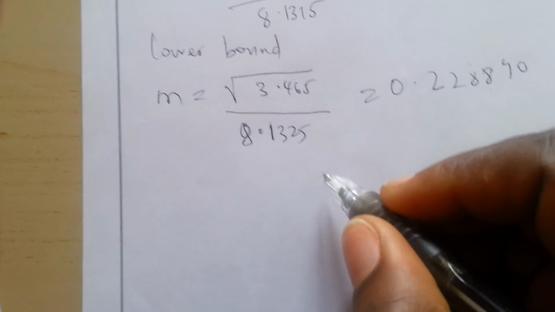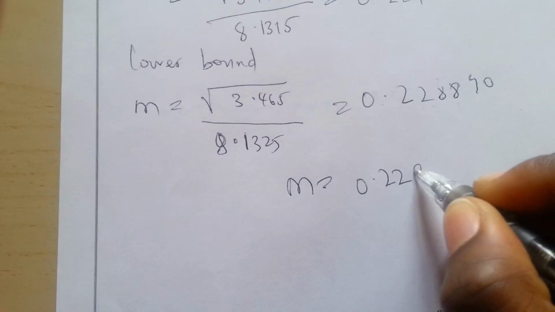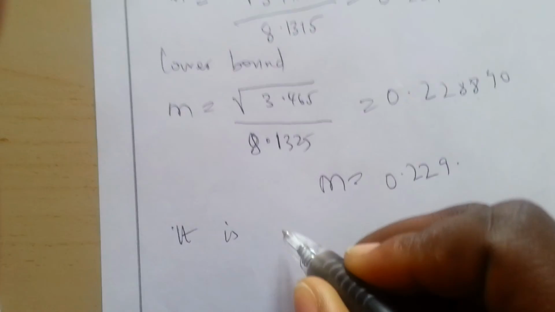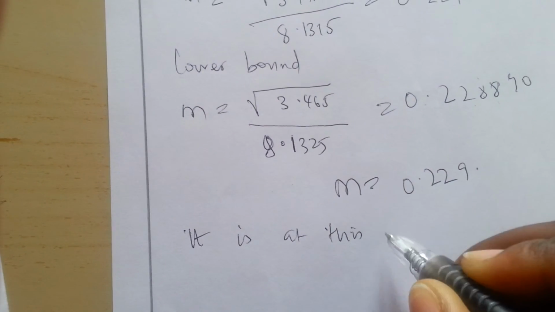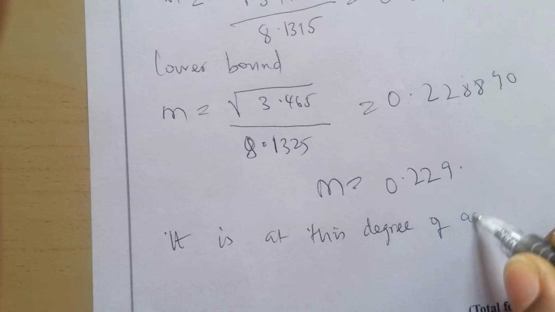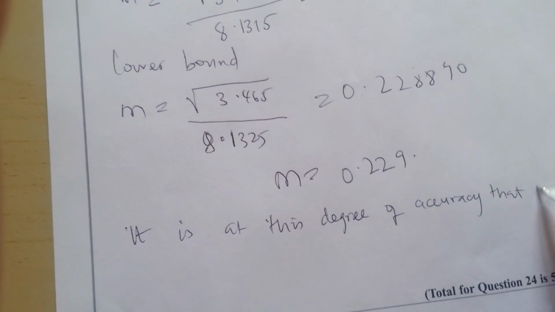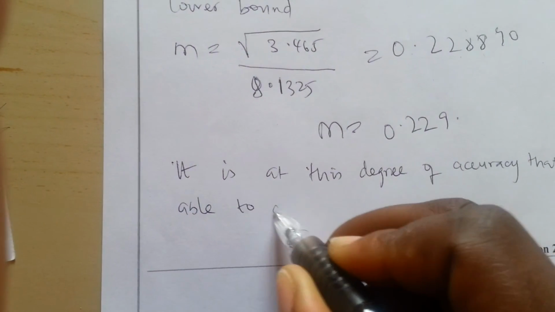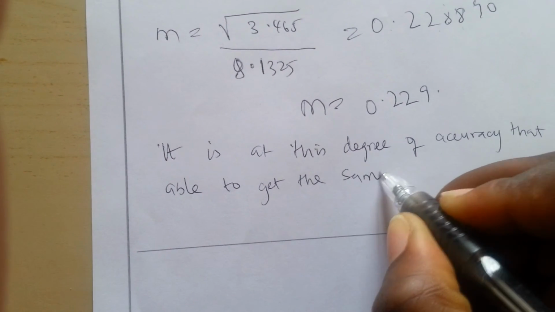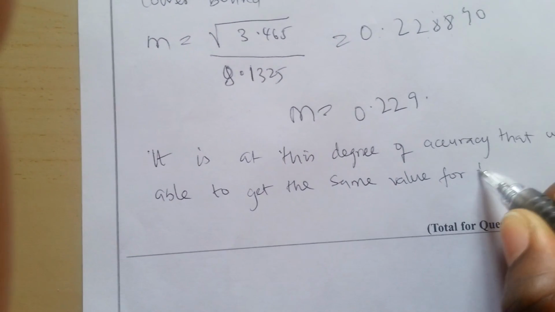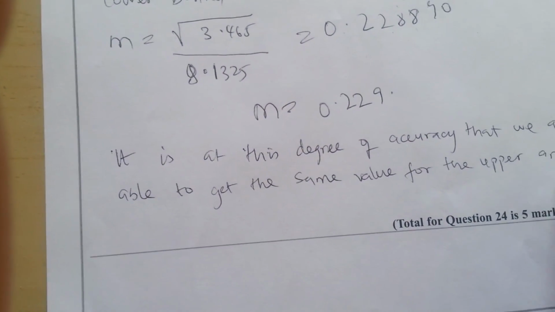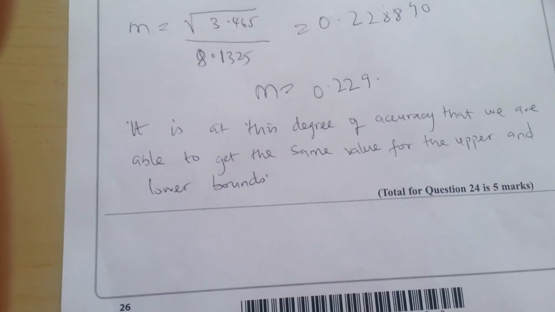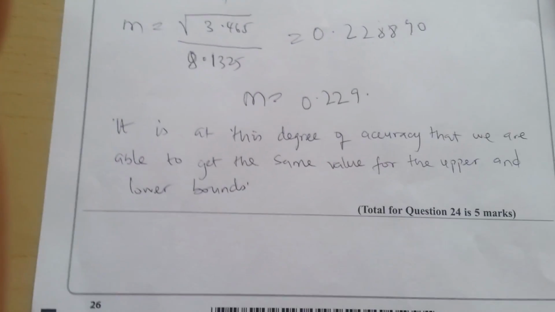So we have our m to be 0.229. Why? Because it's at this degree of accuracy that we are able to get the same value for the upper and lower bounds. That's basically how to solve that.